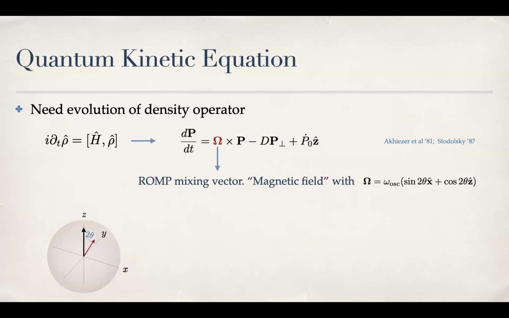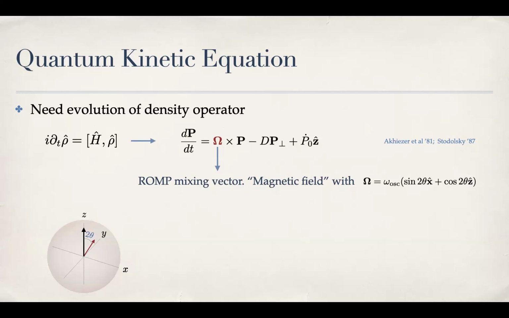First, let's look at this first term, omega cross P. This is basically just a gyration evolution equation. The important thing for this omega, which is called the ROMP mixing vector, is that it acts like a spin in a magnetic field. This omega has a magnitude equal to your oscillation rate, which is just the difference in your energy eigenstates. The more important thing is that it's a vector, shown here in red, that's off the main axis at an angle 2 theta, where this theta is exactly that mixing angle I was telling you about previously.